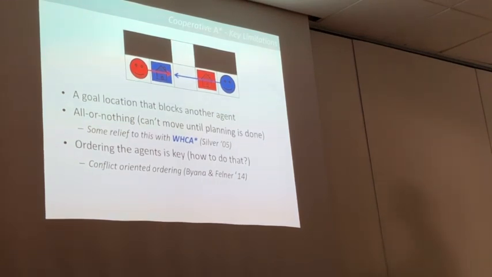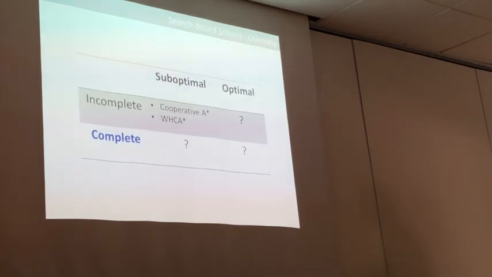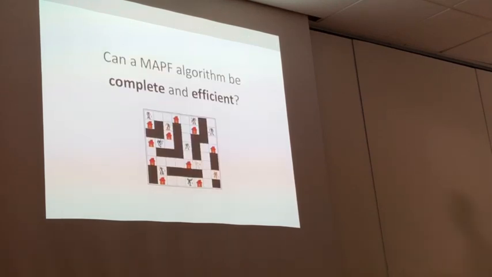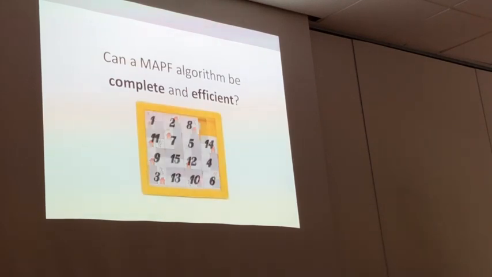Okay, good. So let's move to the next quadrant. We have a suboptimal incomplete algorithm now: cooperative A star and its extensions. Let's look at complete solutions. In general, can a multi-agent pathfinding algorithm be complete and also efficient, meaning polynomial in something? What do you think? This is a quiz. You've seen this before, a couple of slides ago. Yes, no? No. Okay, actually, the answer is yes.